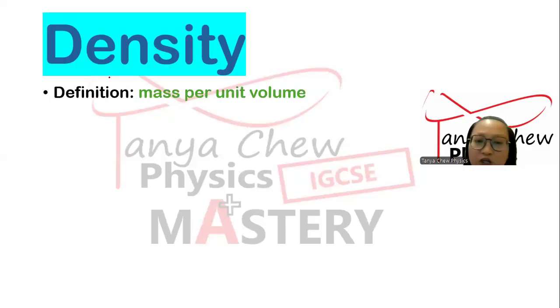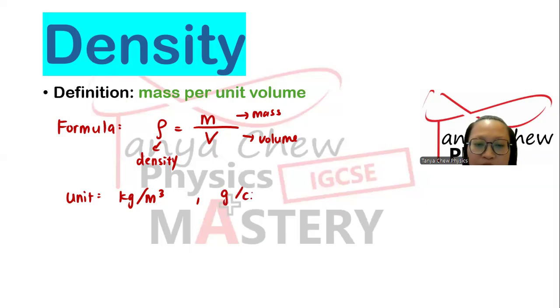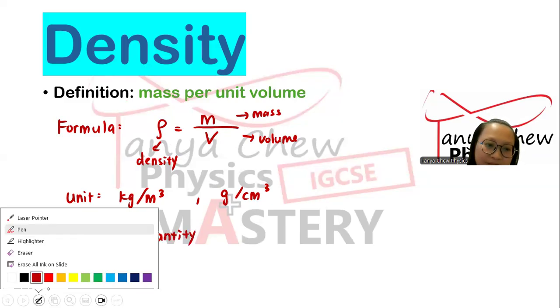So density, the definition is mass per unit volume. If you want to write down the formula, it is not given. Density, this is the symbol of density, it's called rho, rho equals m over v. m represents mass, v represents volume, rho represents density. And the unit of density could be kilogram per meter cube because volume is measured in meter cube, or gram per cm cube. Density, bear in mind, is a scalar quantity. That's all.